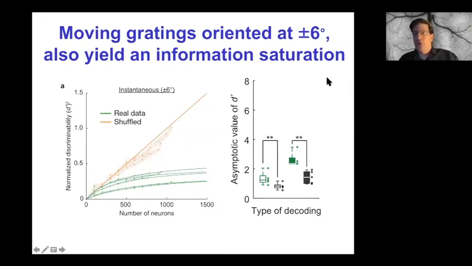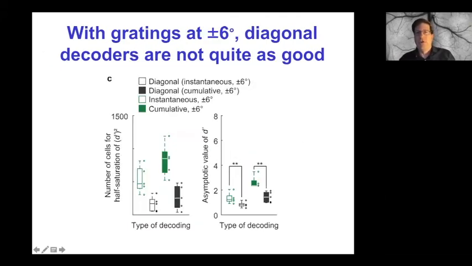And moreover, we found that the diagonal decoders, whose performance is represented here with the black data, were now more noticeably diminished as compared to those of the real decoders, indicating that if you're trying to distinguish two stimuli that are rather similar to one another, it probably does help to take into account the noise distribution when constructing the optimal decoder. And so this point is just stressed here in this slide. This was true for both the instantaneous and the cumulative decoding approaches.